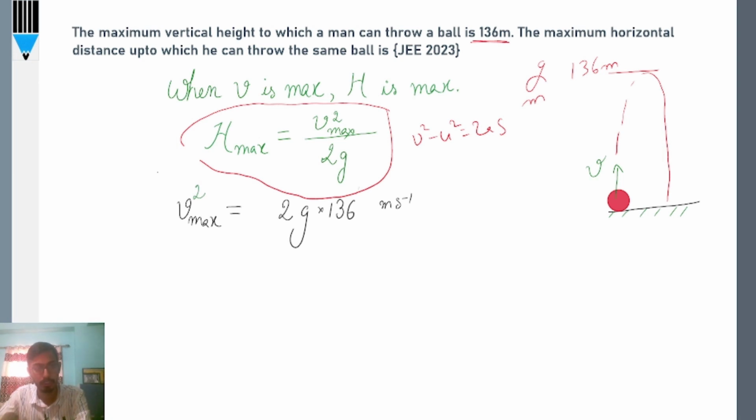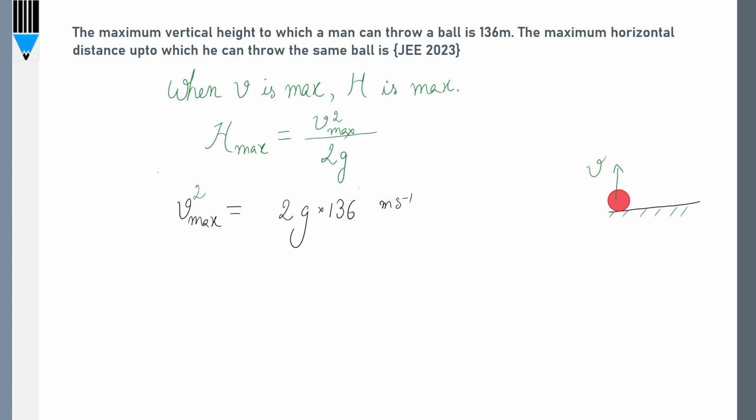Range will be maximum when the velocity is maximum, obviously, but with that we need a 45 degree angle. I think this is quite common knowledge when it comes to physics. The range formula is already discussed in the first slide itself, so we'll have to just plug in the maximum value of velocity and then use the 45 degree criteria to find the maximum range.